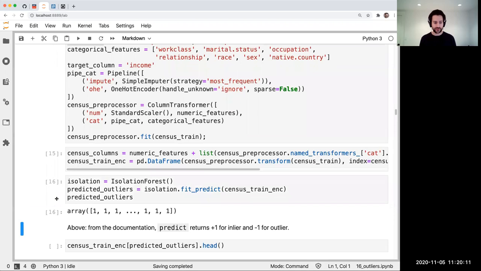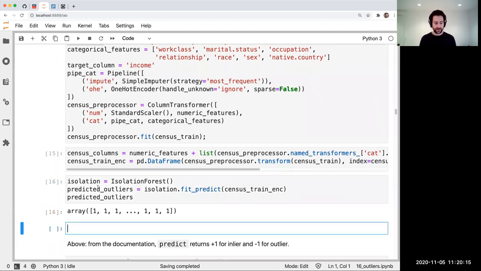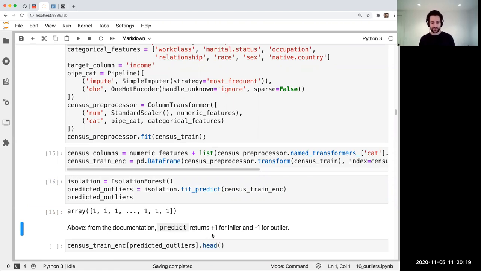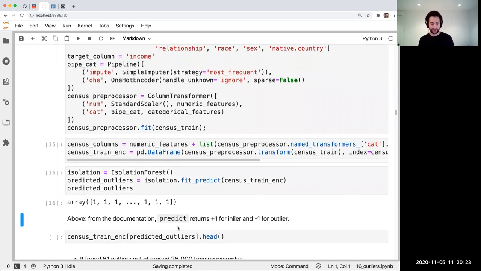I see the fitting is taking a bit of time. So it outputs zeros, plus ones and minus ones. It outputs +1 for an inlier, meaning not an outlier, and -1 for an outlier.